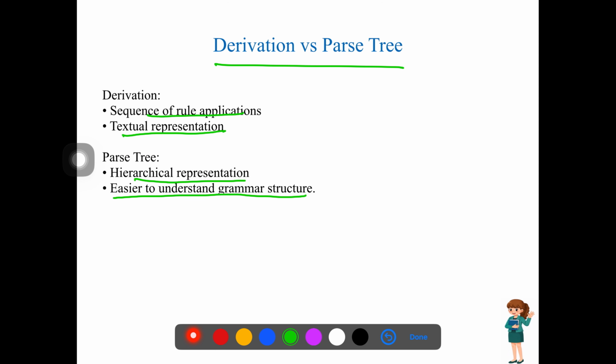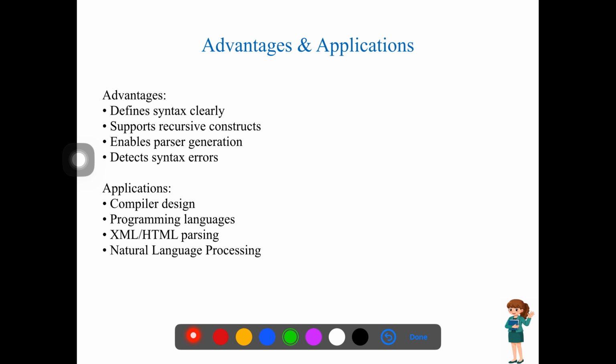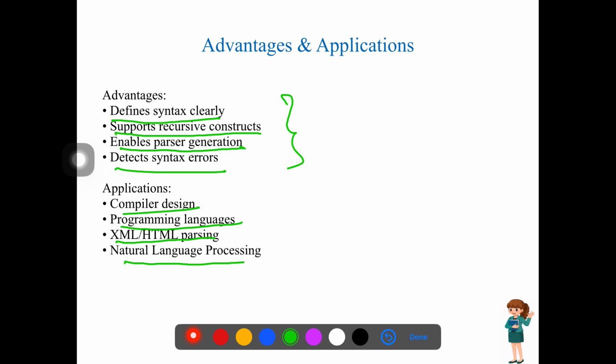Advantages and applications. Defines the syntax clearly. Supports the recursive constructs. Enables the parser generation. Detects the syntax errors. These are the advantages. Applications are compiler design, where programming languages use this context-free grammar, XML and HTML parsing use the parse trees, etc. Natural language processing uses this grammar representation. I hope you guys understood.